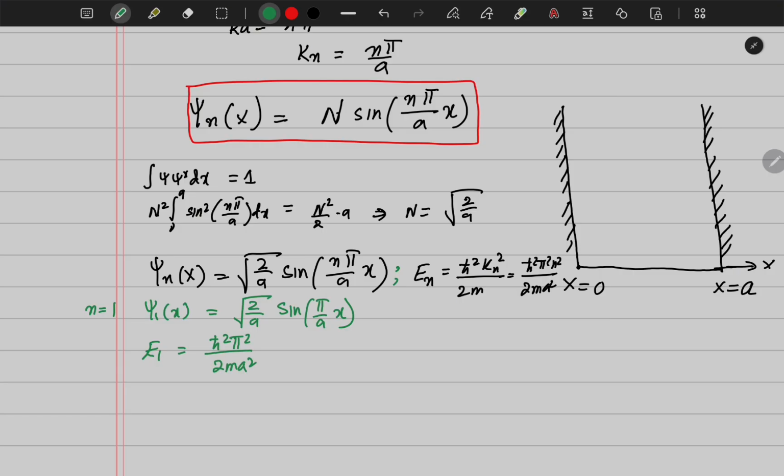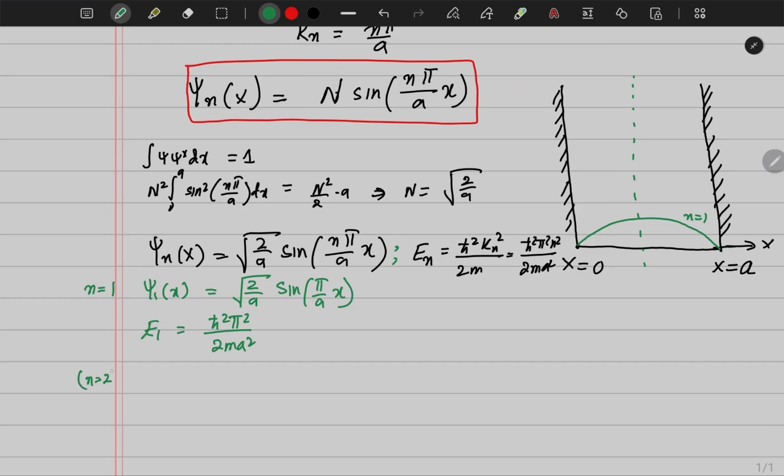So if I take this center as the mean, then for n equal to 1, the wave would be like this one. It will be a semicircular wave. For n equal to 2, psi_2 of x is equal to the square root of 2 by a times sine of 2 pi over a x, and E2 is equal to 4 h bar squared pi squared divided by 2m a squared. This is the energy, and the shape of the wave will be like this.